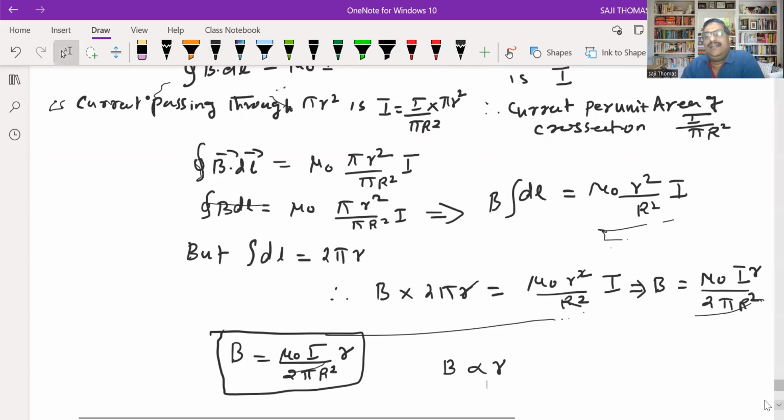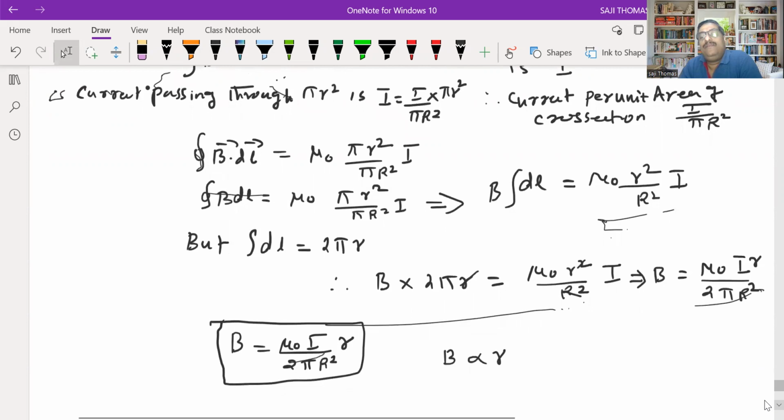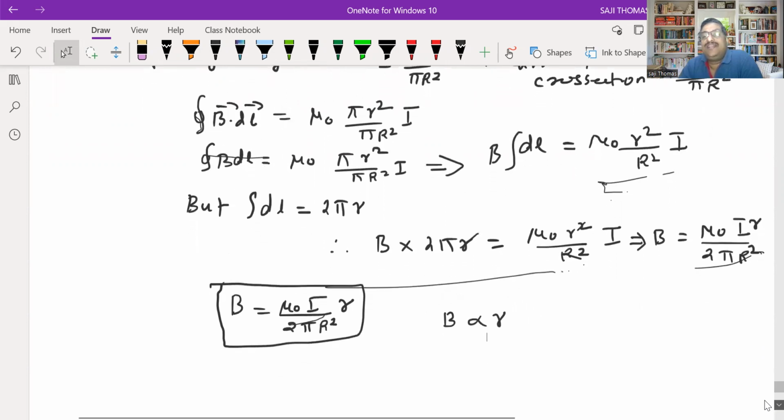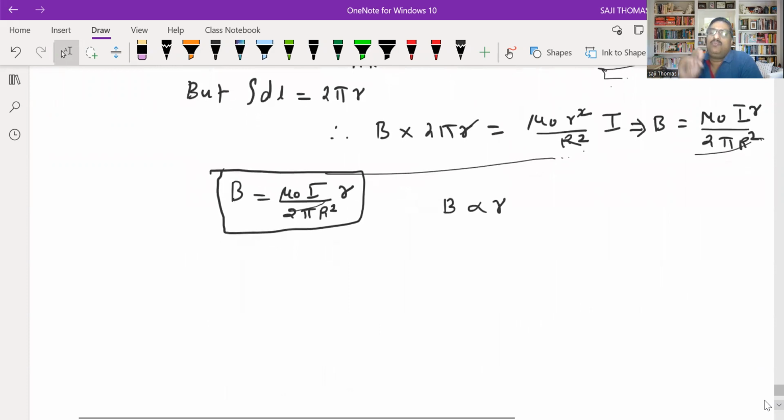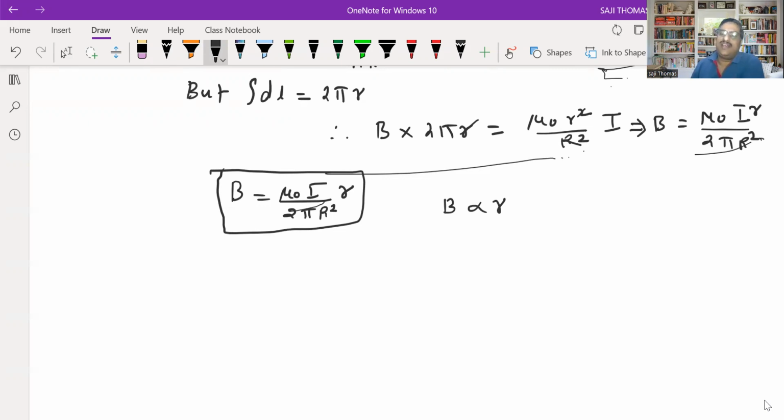Now we can plot graphically this variation. When you move from the center of the loop till the surface, magnetic field is proportional to r, so magnetic field will increase. Outside, B is inversely proportional to r, so magnetic field decreases. From the center to the surface, the magnetic field increases. From the surface onwards, as you move away, the magnetic field decreases.